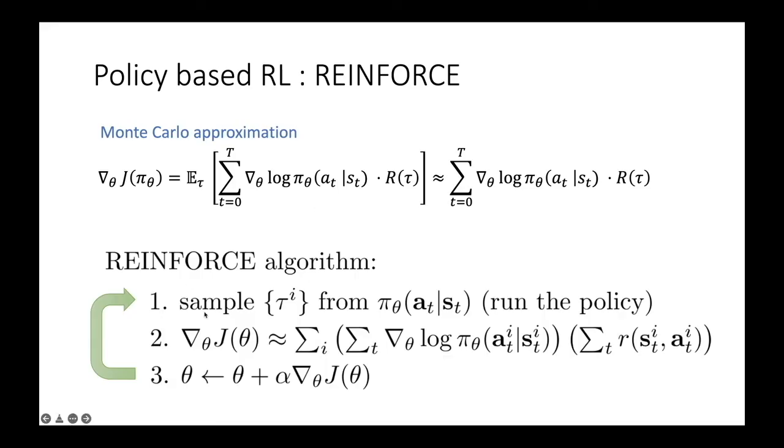The key idea is you generate these episodes. You run the policy and generate an episode, which basically means a sequence of action and reward pairs. And then you use that to calculate the gradient. So you basically make use of this approximation to calculate the gradient, and then you update your policy parameters.